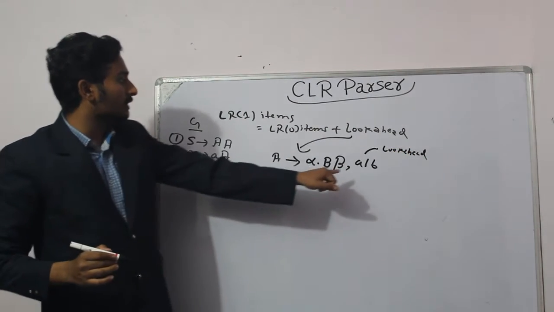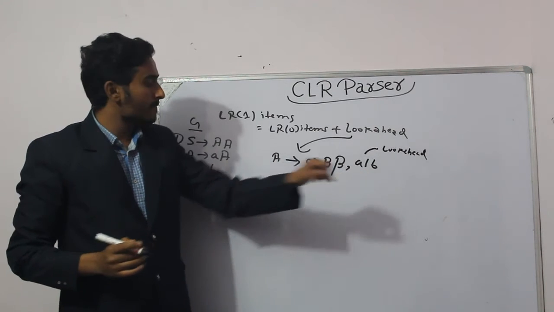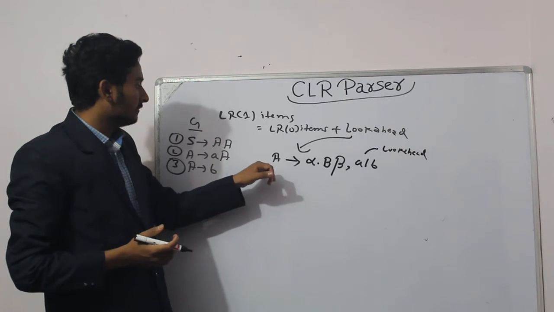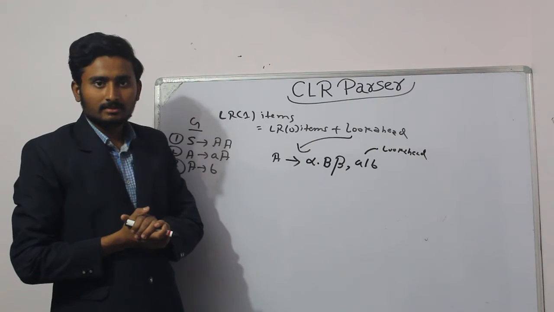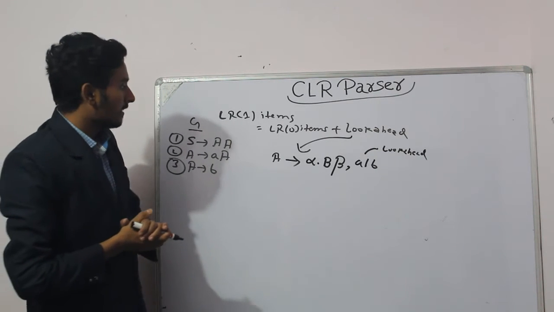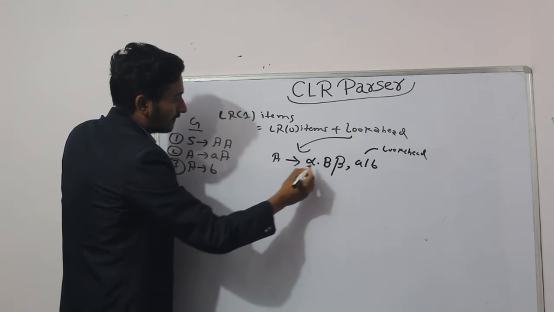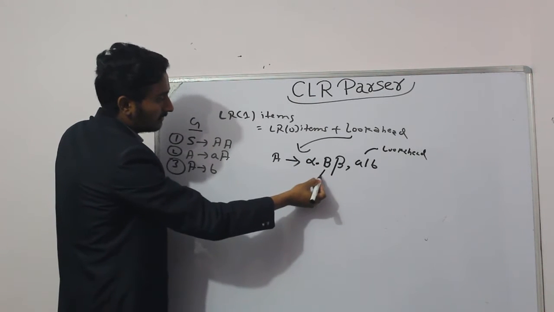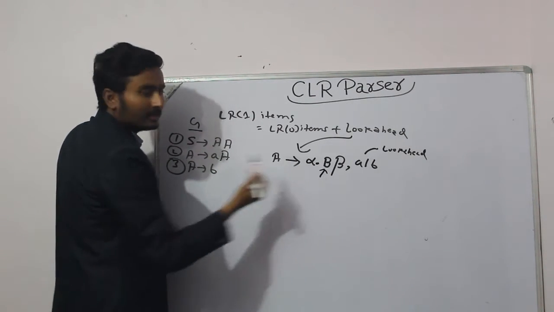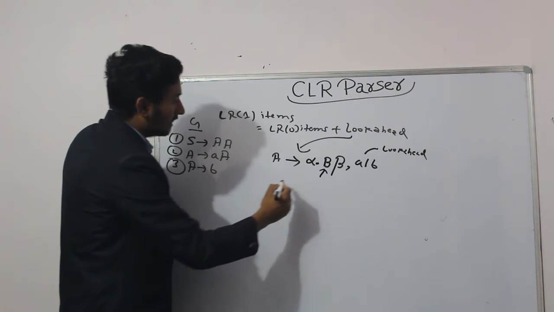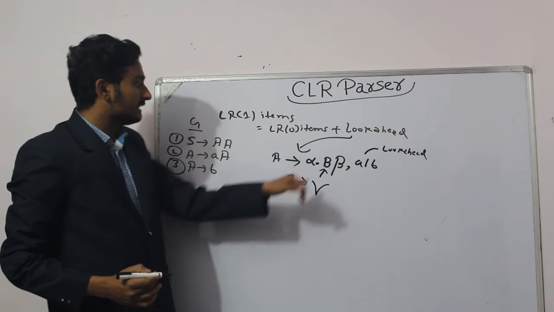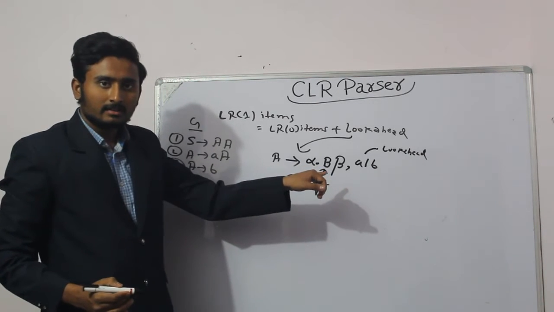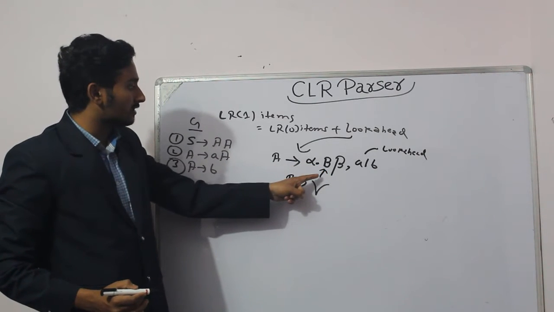Suppose initially we have a look ahead A/B, and you have the production in the form A derives alpha dot B beta. After this dot you have a non-terminal, so what you will do, you have to write the production which can be derived from this non-terminal B.